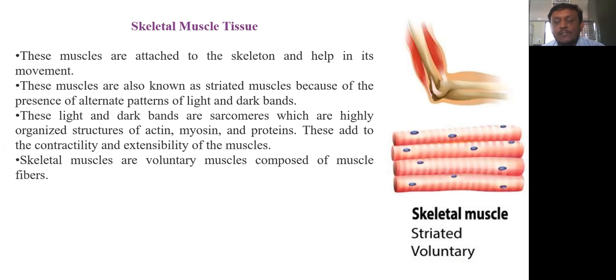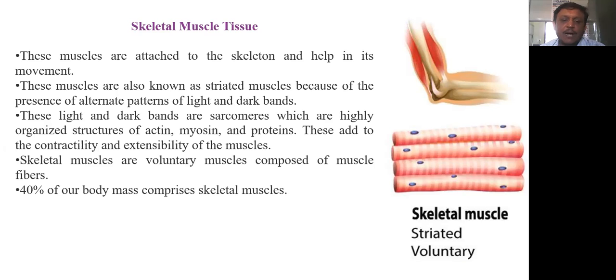The skeletal muscles are voluntary muscles and composed of muscle fibers. That means these muscles can contract according to our will. That means these are under the control of our willpower. So we can voluntarily contract the muscles, and we can voluntarily extend the muscles. So these muscles respond to our stimuli.